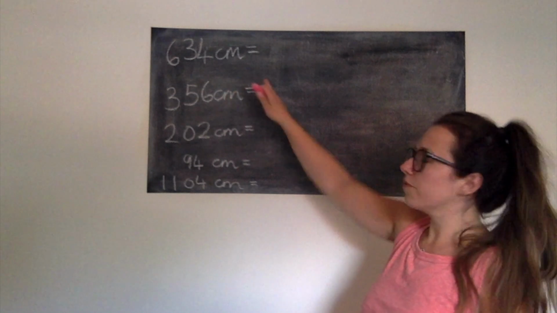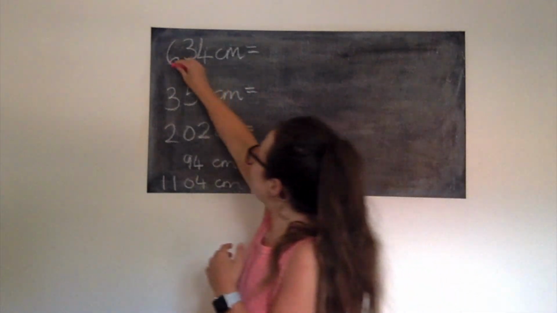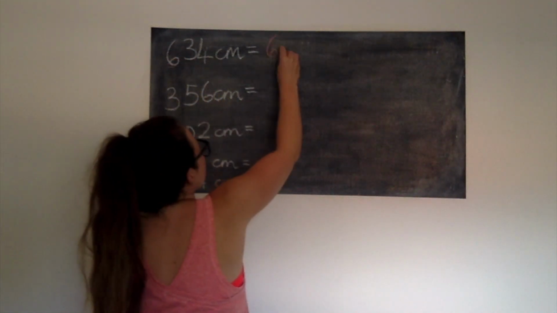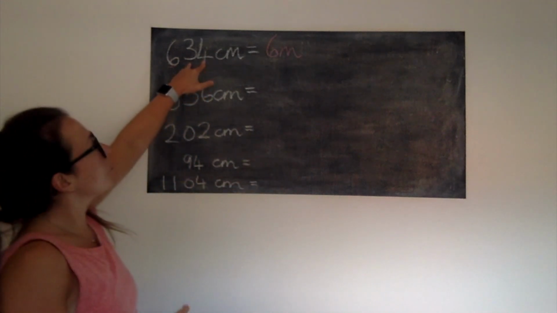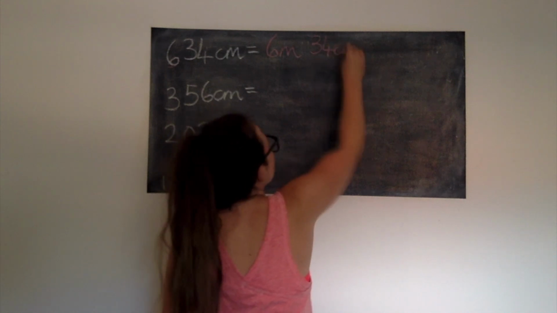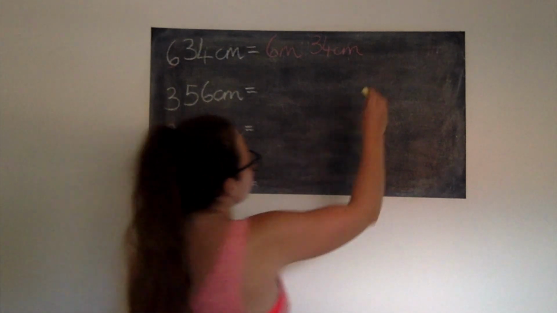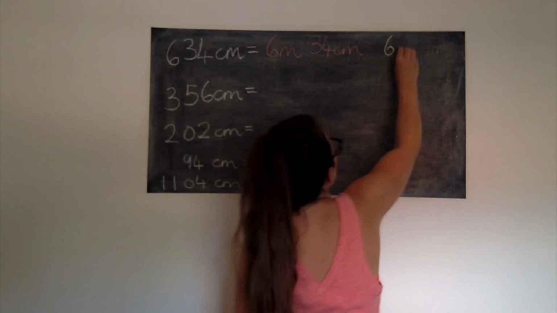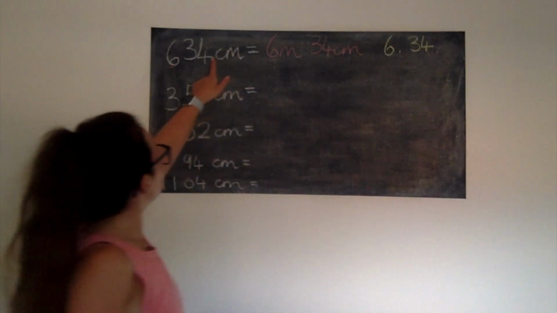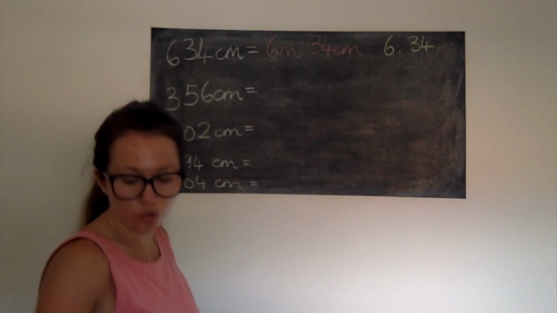So 634 centimetres. Remember, there's 100 centimetres in a metre. So we've got 6 lots of 100. So that must mean that there's 6 metres. And then left, we've got 34 centimetres. So 6 metres, 34 centimetres. Don't forget your unit of measure. Now, just as metres, that must be 6 wholes, and then our decimal 6.34. We've divided by 100. Okay, use your place value grid to help you with this if you're struggling.